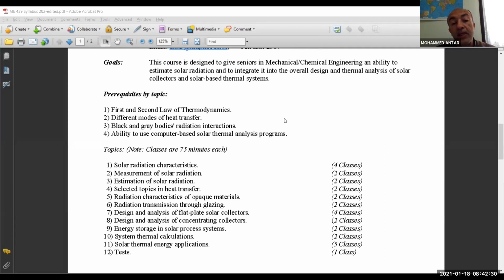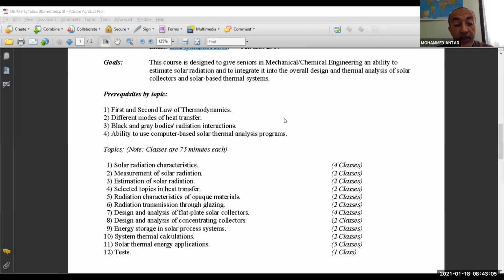Here are the topics, which are roughly distributed over these classes, starting with solar radiation characteristics, and then the measurement of solar radiation, estimation of radiation, and selected topics in heat transfer as a revision to remind you of these topics as we get started. Then characteristics of radiation of opaque surfaces, and radiation transmission through glazing. By glazing, we mean glass, and you will see that in most cases the solar collectors are covered with glass.